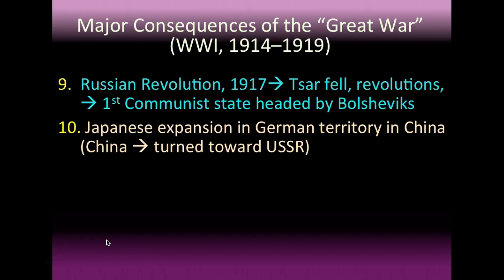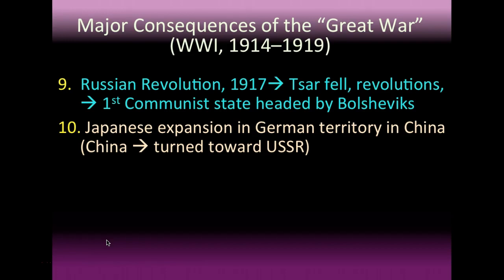Japan expanded into German territory, namely in China. Germany had colonies in China, and when Germany lost World War I, Japan went in and took those territories in China. And China looked towards the West and towards those Allied powers and said, hey, we've been sending in Chinese troops to come fight for you and with you. You need to help us out and not allow Japan to take our territory.